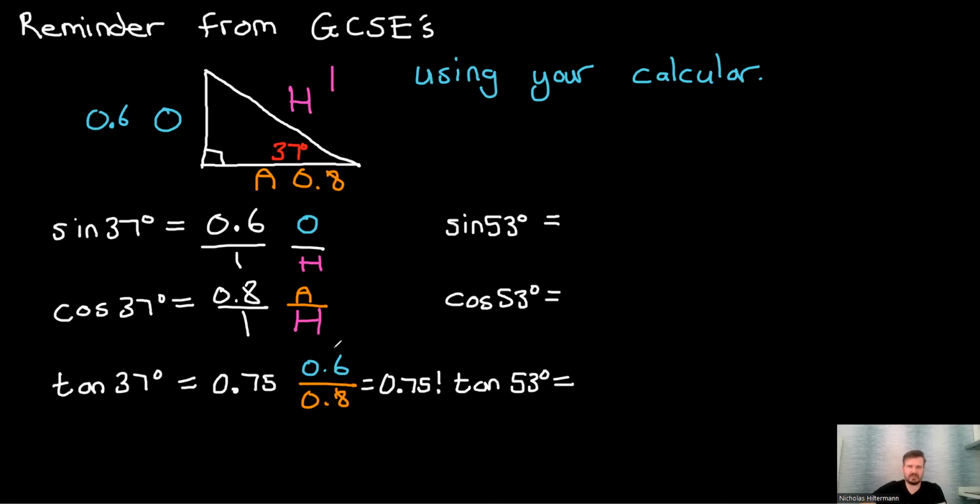You get 0.75. So 0.6 over 0.8, you get 0.75. So you can see that it works. Your tan does indeed tell you the ratio of your sides. Now, what do you get when you put sine 53 into your calculator?